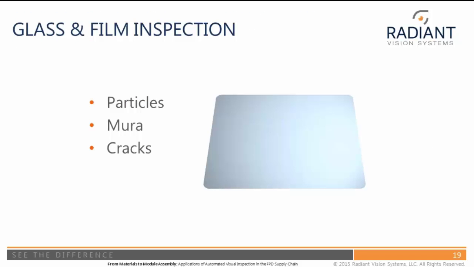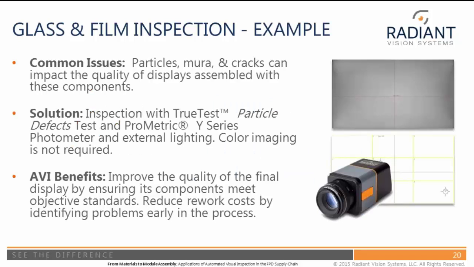Glass and film can have particles. It may have some kind of non-uniformity, a mura, a local defect that isn't quite a particle, but maybe a difference in the thickness of the film, and also cracks. Glass can crack, and we can detect that. So a typical inspection of glass or film would be looking for things like particles, mura, and cracks.